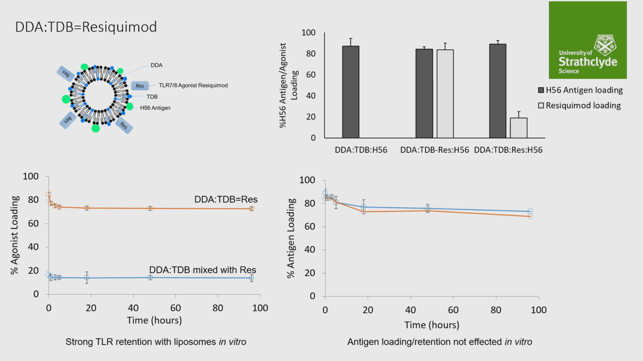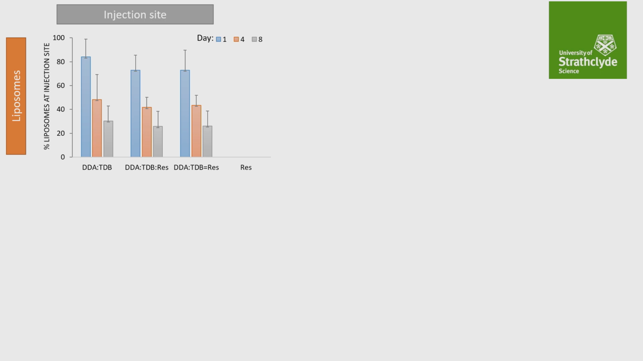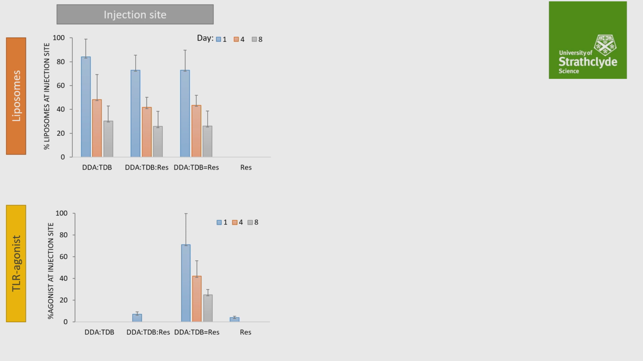and our agonist now. So how does this work in terms of biodistribution? Here we can see over 1 day, 4 days, and 8 days, our normal liposome profile, DDA-TDB. You can see the liposome sitting at the injection site, and it doesn't matter if they've been mixed with resiquimod or the resiquimod's conjugated, it's the same profile. So the liposomes move the same whether the resiquimod's conjugated or not. In terms of the agonist, only when it's conjugated to the liposome does it stay at the injection site, as you would expect. If you just mix it with the liposomes, the resiquimod flows away. But when you conjugate it, the cations sit there holding the resiquimod.